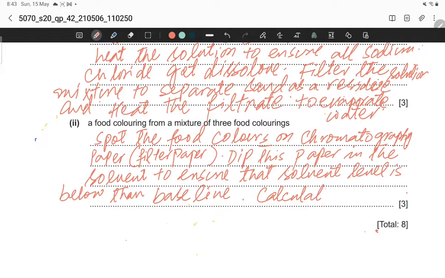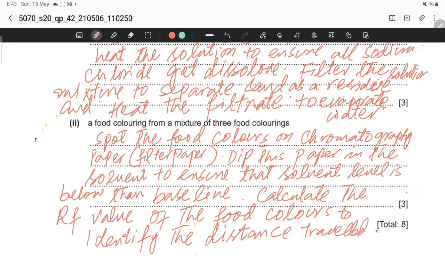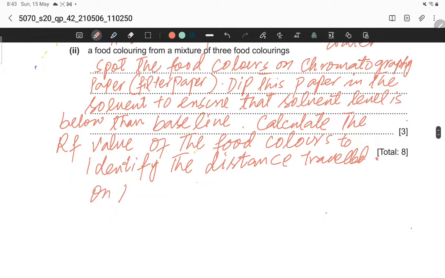Calculate the Rf value of the food colors to identify the distance traveled on the chromatogram.